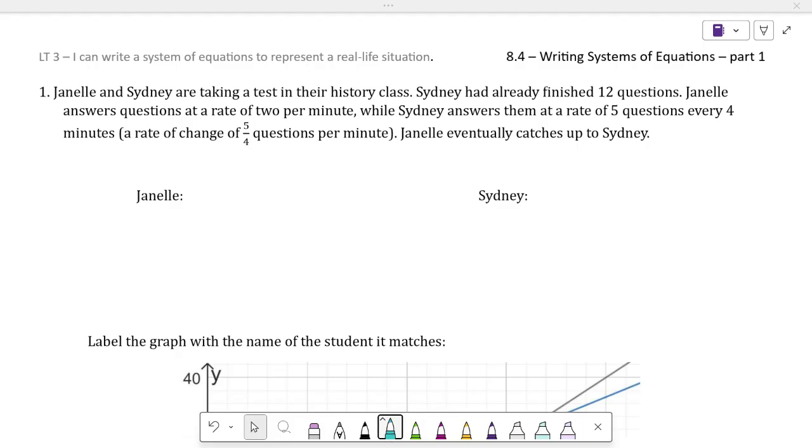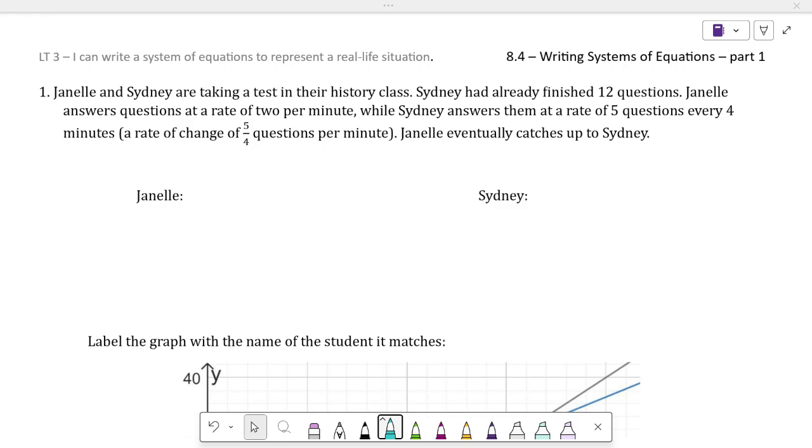So let's start with Janelle and Sydney are taking a test in their history class. Sydney had already finished 12 questions. Janelle answers questions at a rate of 2 per minute, while Sydney answers them at a rate of 5 questions every 4 minutes, a rate of change of 5/4 questions per minute. Janelle eventually catches up to Sydney.